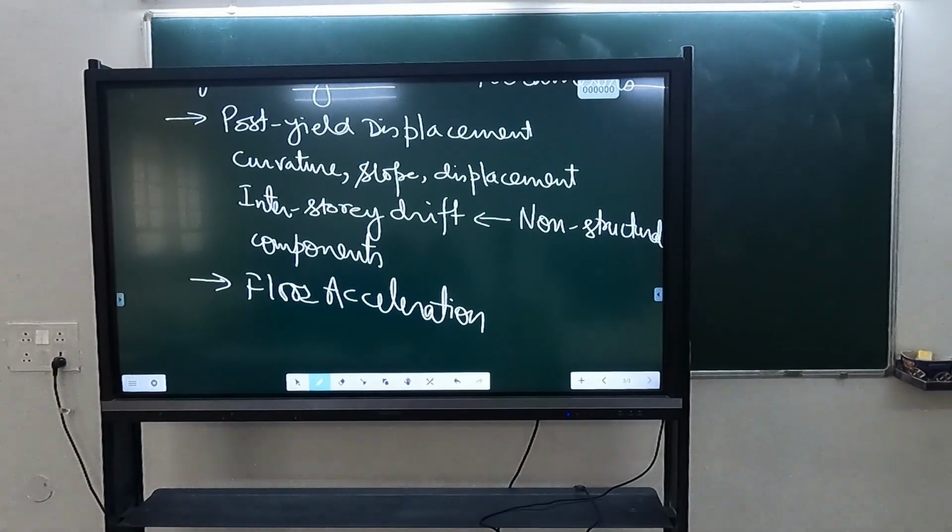The height of each floor is different, so the acceleration will vary. Okay, it will vary, but in what sense? What type of variation are you expecting? It will increase along the height? Why do you think it will increase? The story force increases as it goes up. Yes, the force increases because acceleration is increasing. Force is mass into acceleration. So acceleration has to increase. That's why the inertia force along the height increases.